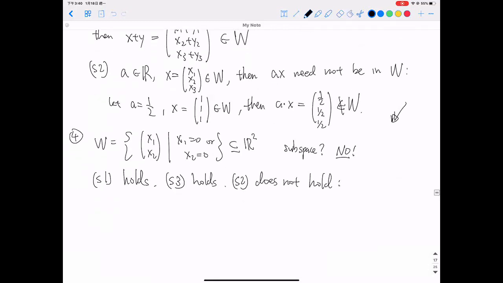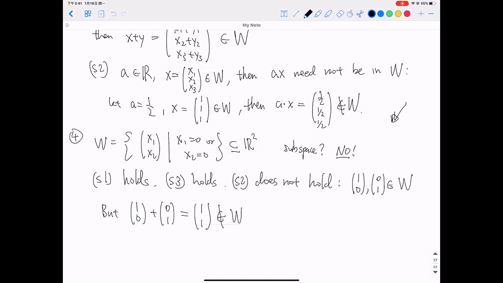That is because, in order to show that S2 does not hold, I just need to give you two vectors so that the sum is not in W. So let's take 1, 0 and 0, 1. They're both vectors in W because both of them have one entry 0. But if you add them, you get the vector 1, 1, which is not in W because both entries are non-zero. So this shows that S2 fails. Therefore, by the theorem, W is not a vector subspace.